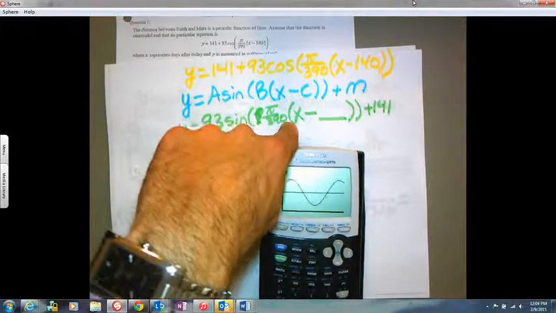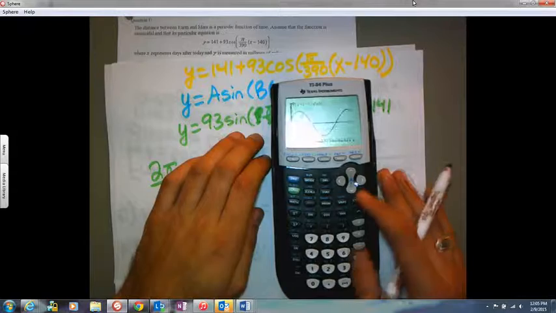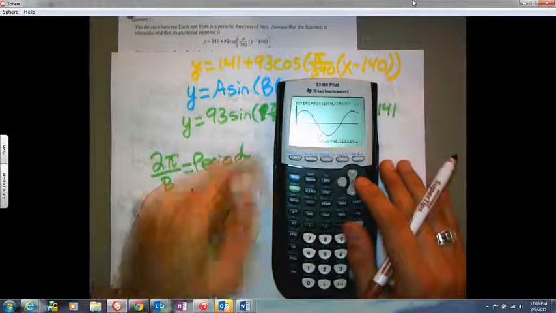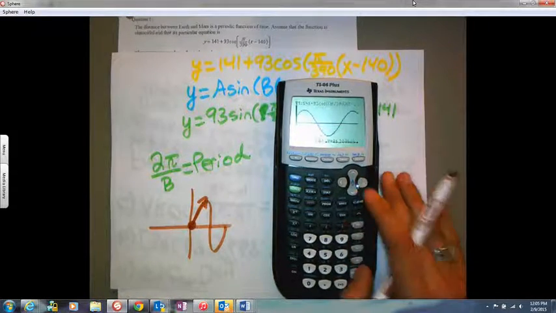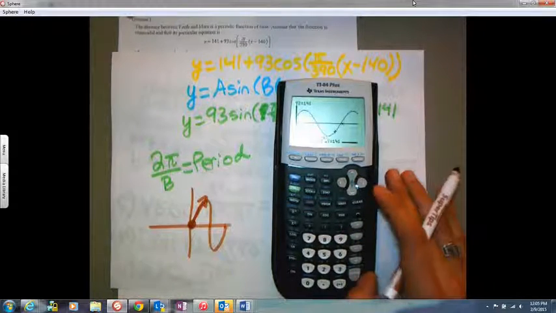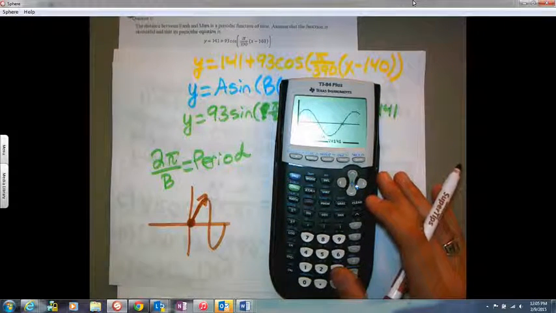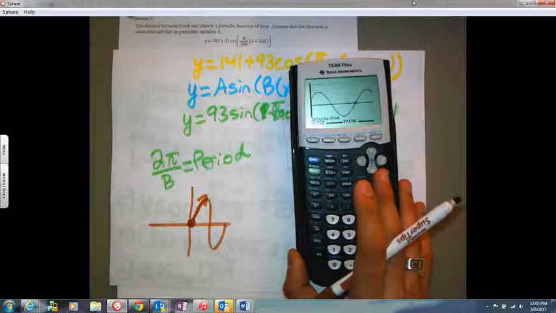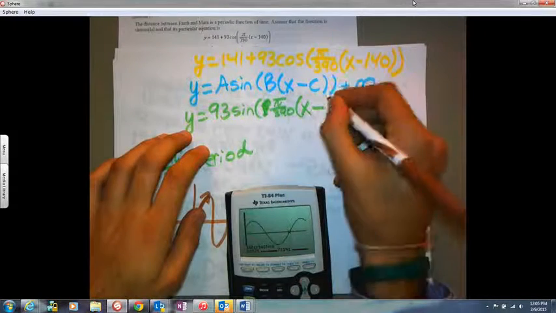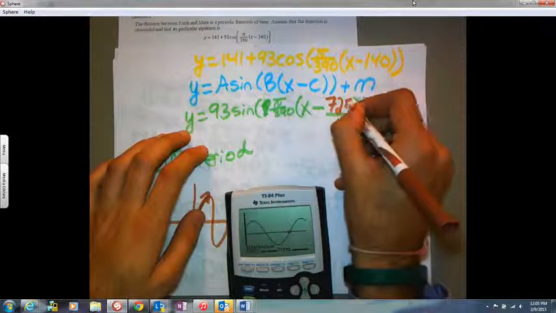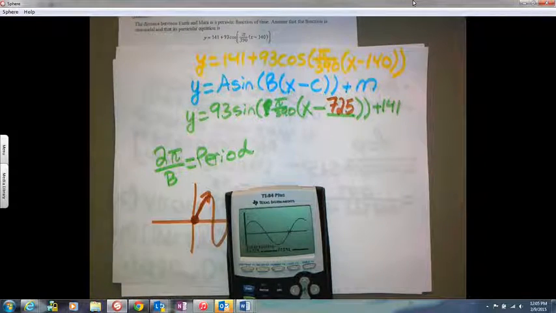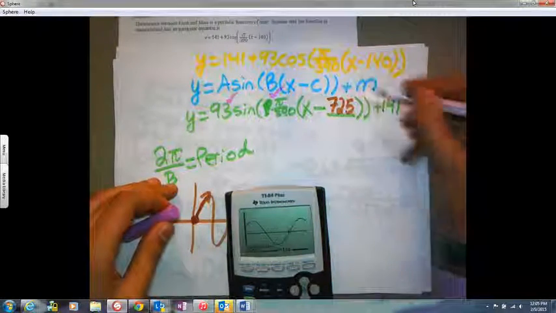Well, let's find out. Second calc intersect. First curve. Second curve. 725. So minus 725. So this was a 2-point question. 1 point for getting this, this, and this, and the second point for getting the 725.